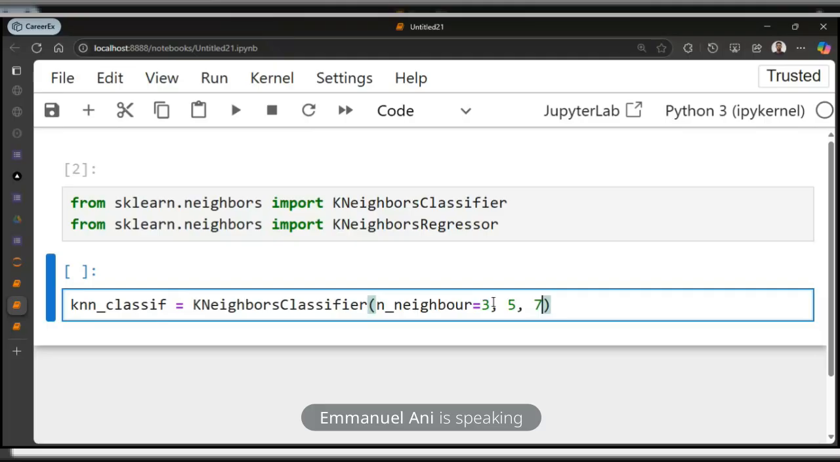But anyways, when we look at how we can tune hyperparameters, you don't have to disturb yourself with choosing a particular value, because you can just use grid search to search through the particular hyperparameter value that will give you the best result. All right, so this is just how you can use your KNN.